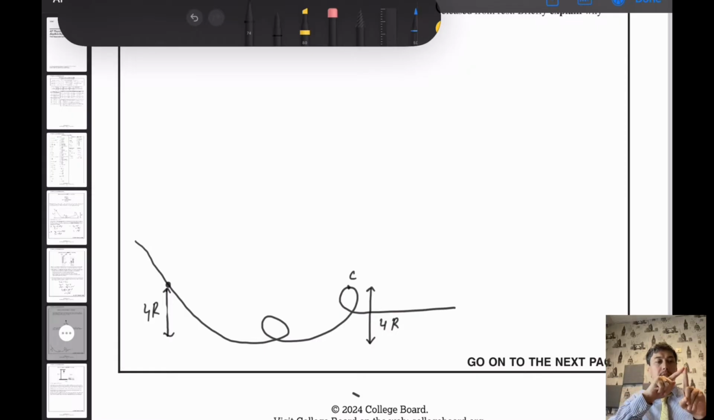Now we can see both of them are having the same height. Logically, at the beginning we have got potential energy, which is converted to kinetic energy in between, and when it comes to again the height of 4r, we will have only potential energy. There will be no kinetic energy, no speed. So if there is no speed, there will be no tracking, and it's upside down. There will be no normal force. It's going to fall down straight to the earth.